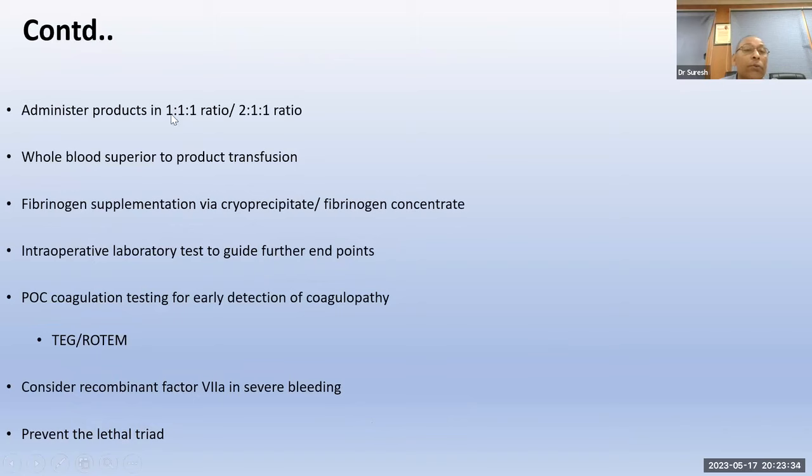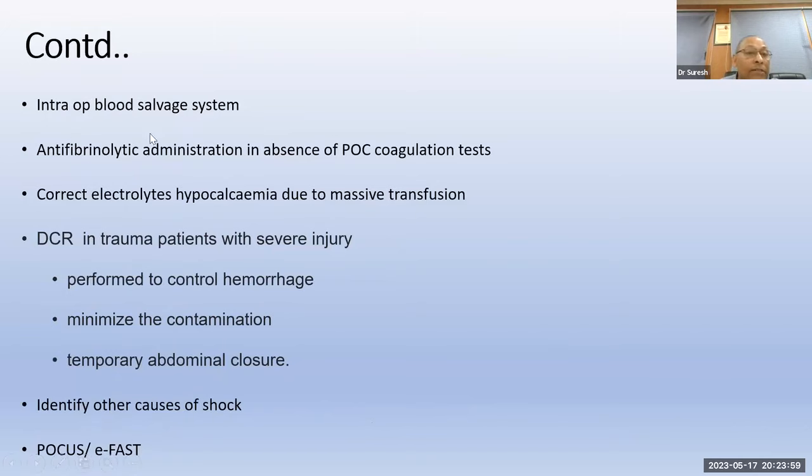Administer blood products in ratio of 1:1 of RBC, FFP and platelets, whole blood if available, superior to product transfusion, fibrinogen supplementation if available, intraoperative laboratory test guide, and point of care like TEG and ROTEM. Consider recombinant factor VIIa in severe bleeding, and always our emphasis is to prevent the lethal complications of the lethal triad. If there's an intraoperative blood salvage system available, we should use it. Antifibrinolytic administration in absence of POC coagulation tests. Electrolytes, all because of acidosis, hypocalcemia because of massive transfusion. Damage control resuscitation in trauma patients to control hemorrhage, contamination, and temporary abdominal closure.